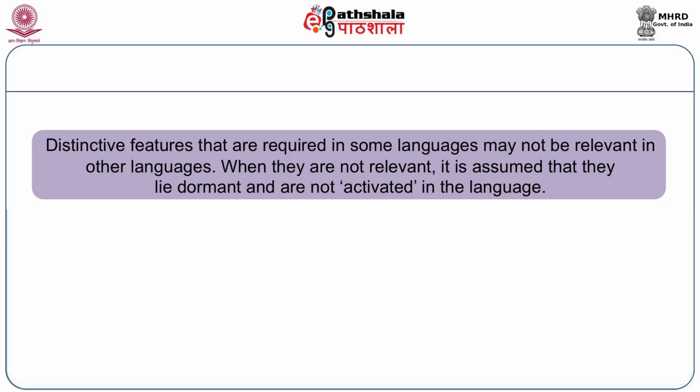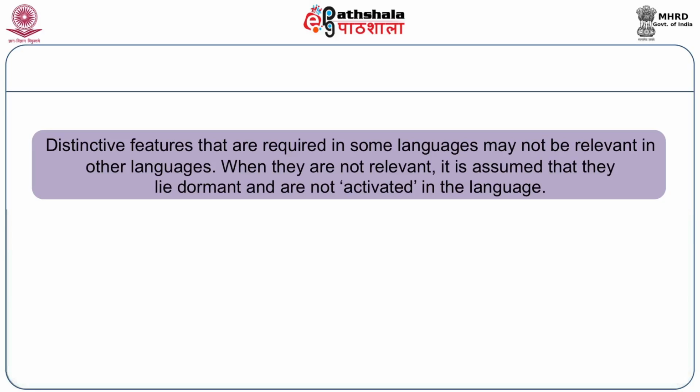How do we account for features which are distinctive in one language, not distinctive in another language, but are there? For example, plus minus aspirated in English. It is assumed that distinctive features may lie dormant at some level and may be activated at a later level. For example, the feature plus minus spread glottis is activated right at the start.